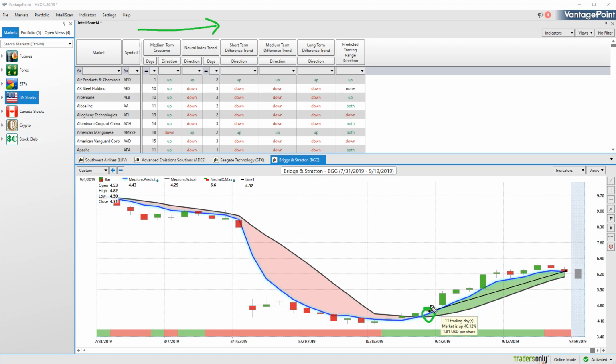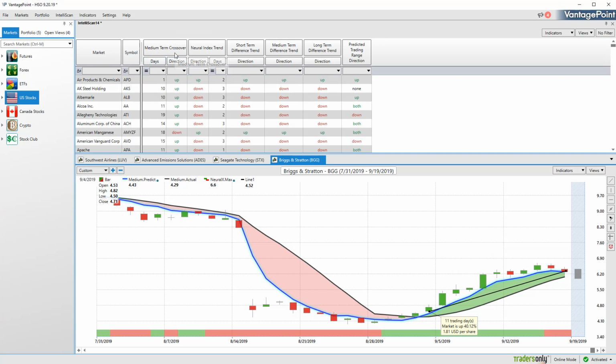So in the case of Briggs Stratton, right, that blue line crossing above the black line, that neural index up at a 1, leading to this 40% rally in the share price, we can go ahead and set these conditions here. So if I go ahead and look at the medium-term crossover, we can set this to a value of 1, right, looking for those fresh crossovers in the marketplace. If we want to look for bullish opportunities, right, we can set this crossover to the upside. And of course, we want to make sure that neural index is also matching the direction of that predicted moving average crossover. So we've got that short-term strength in our favor.